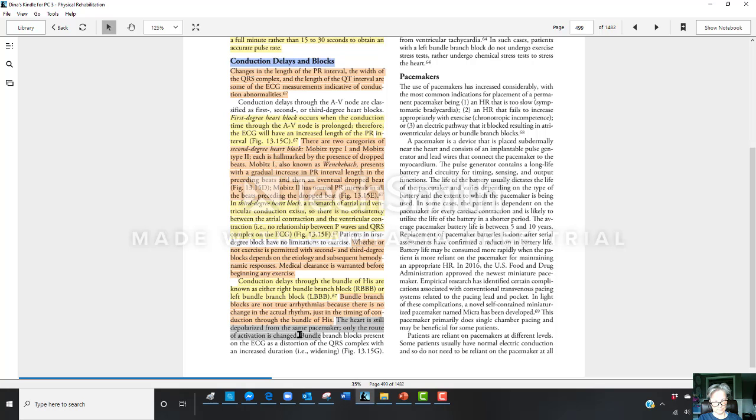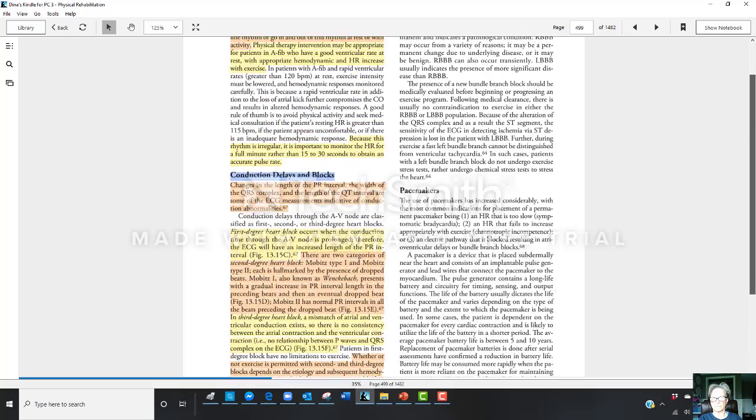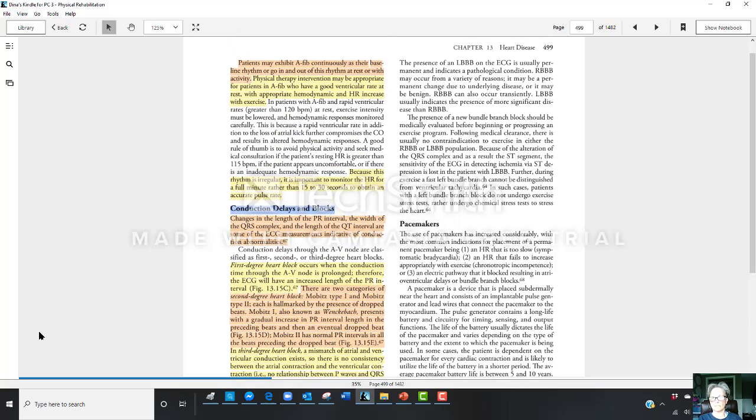Bundle branch blocks present on the ECG as a distortion of the QRS complex with an increased duration, that is, widening. The presence of an LBBB on the ECG is usually permanent and indicates a pathological condition. RBBB may occur from a variety of reasons. It may be a permanent change due to underlying disease, or it may be benign. RBBB can also occur transiently. LBBB usually indicates the presence of more significant disease than an RBBB.